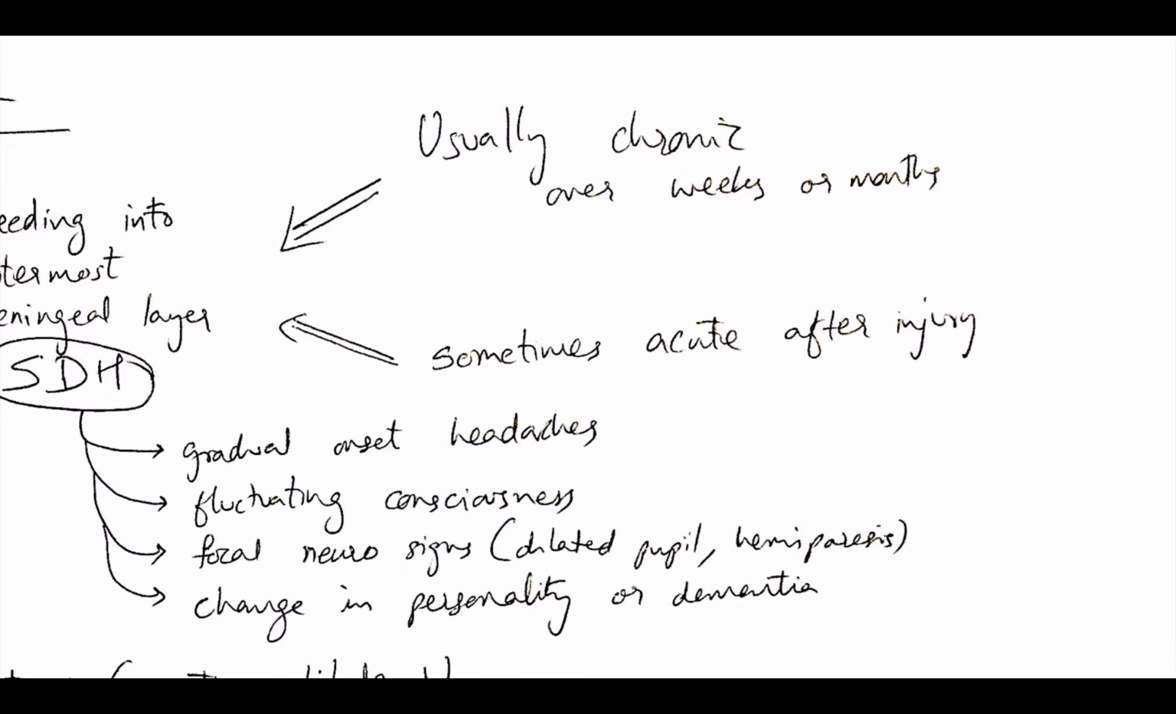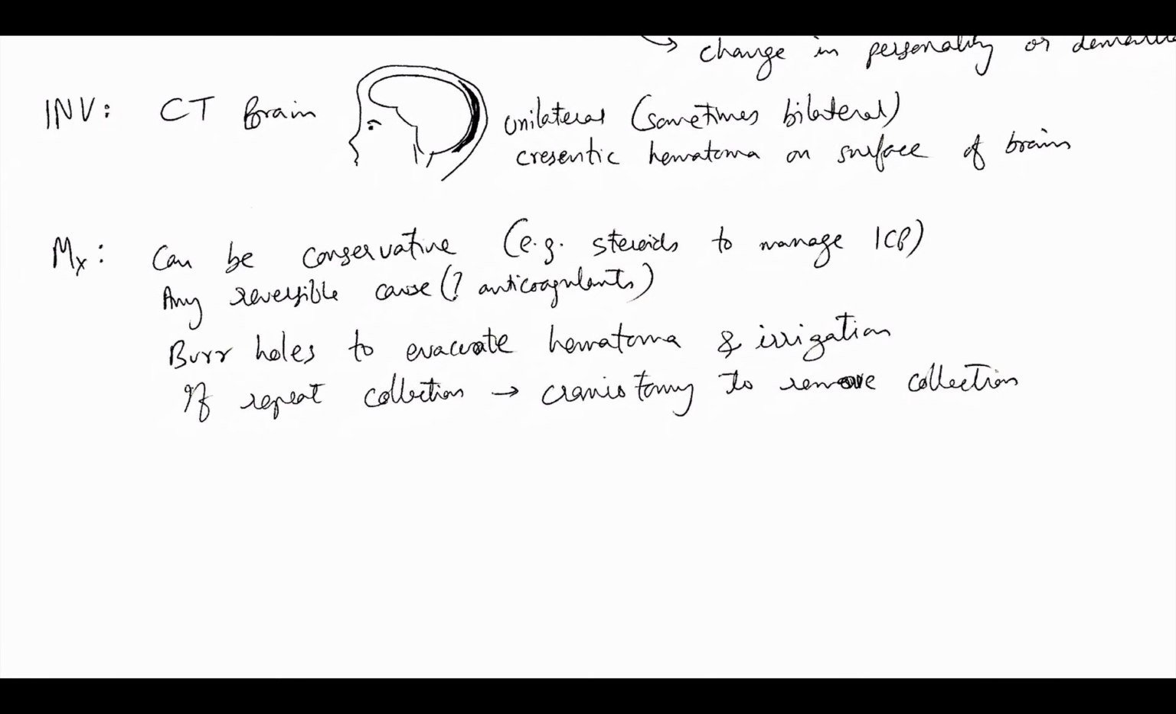Patient presents with gradual onset headaches, fluctuating consciousness, focal neurological signs, and change in personality or dementia. If you do a CT scan, you can see a crescentic lesion just at the surface of the brain, usually unilateral.